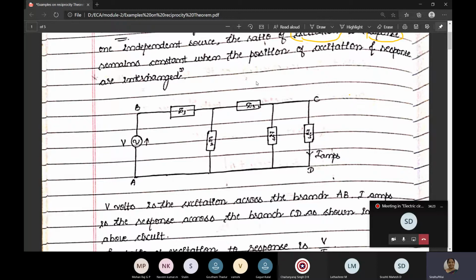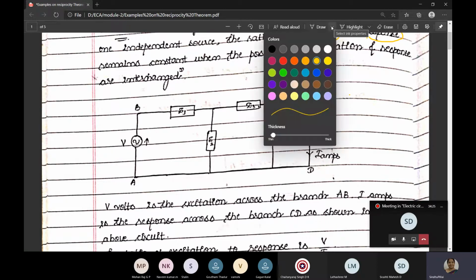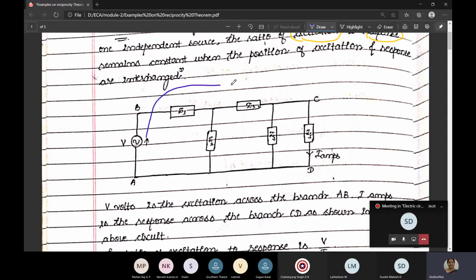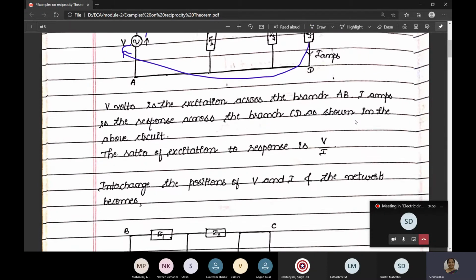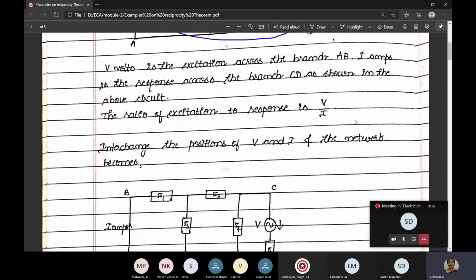The voltage source should come to this position, and the current source should go in this way. The arrow mark should be down and the current source should go in this direction. Just the excitation and the response should be interchanged, and again you have to find the response, or again you have to find the V by I ratio. If it remains constant, that means the reciprocity theorem is verified.